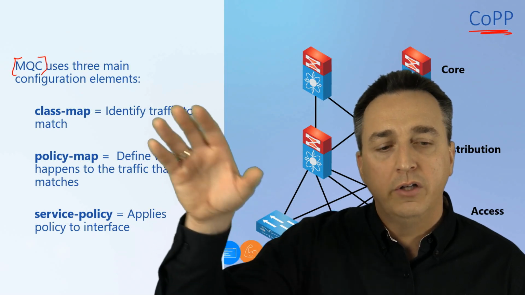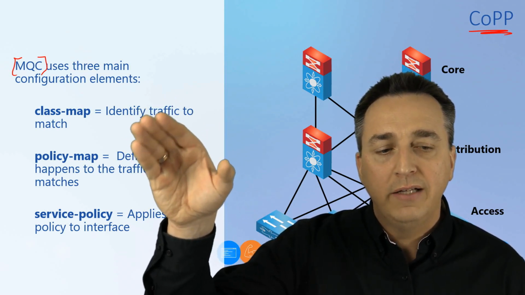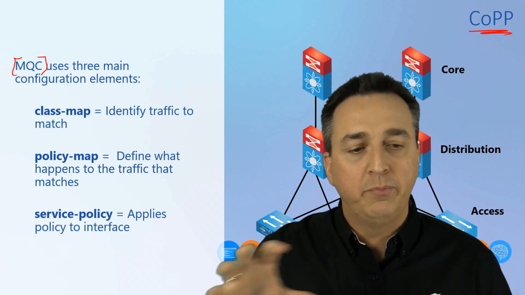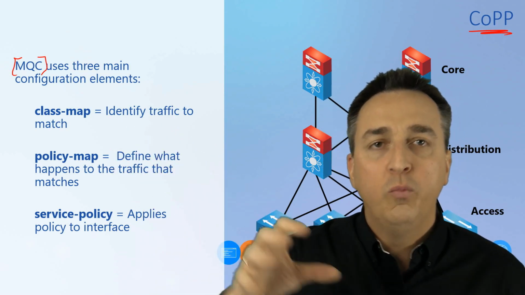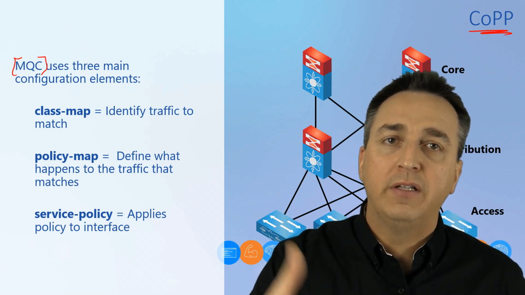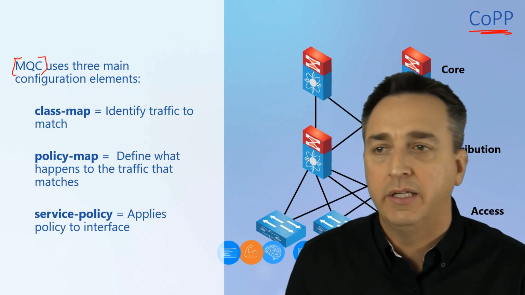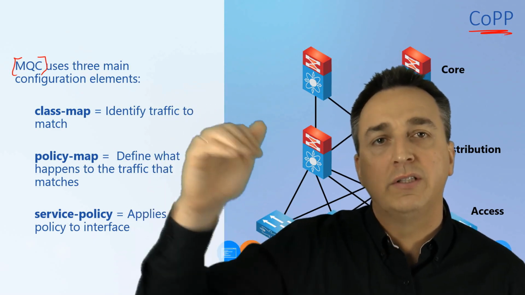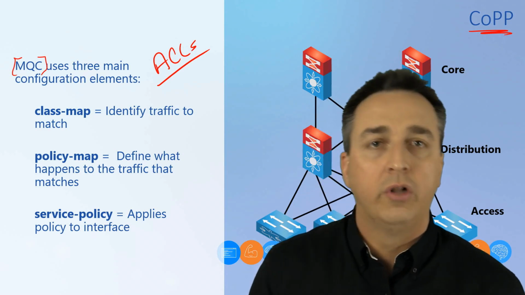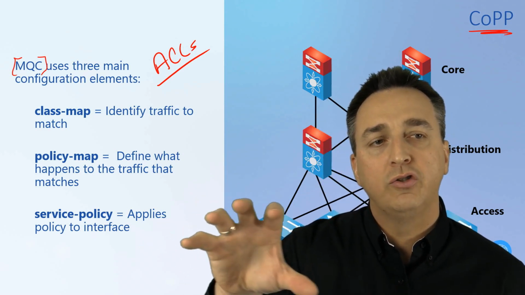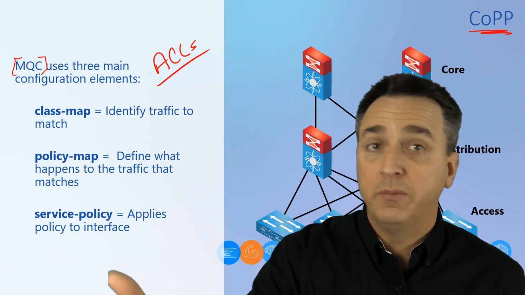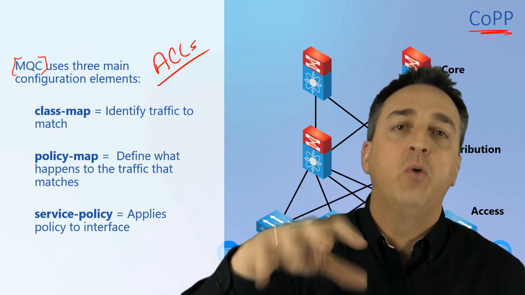So first of all, you're going to define a class map, which identifies traffic you want to match. But here's the thing. With control plane policing, there's really nothing built into class maps that allows you to easily identify the traffic that you want to identify for control plane policing. So we need to rely on another service outside of this, and that other service is access control lists. So we're going to use access control lists, just like we did for VLAN access maps and a lot of other things like policy-based routing, to define the traffic we want to match.